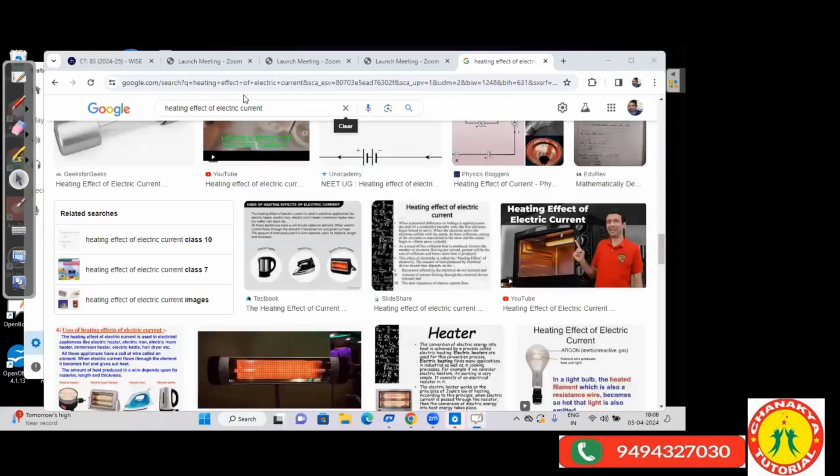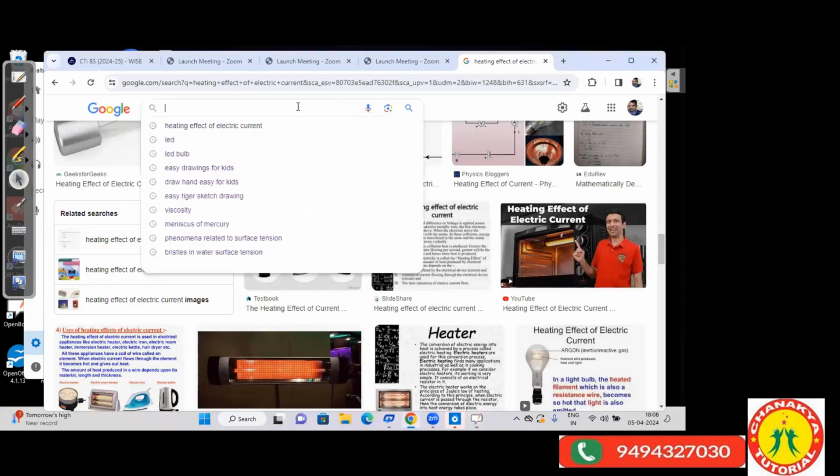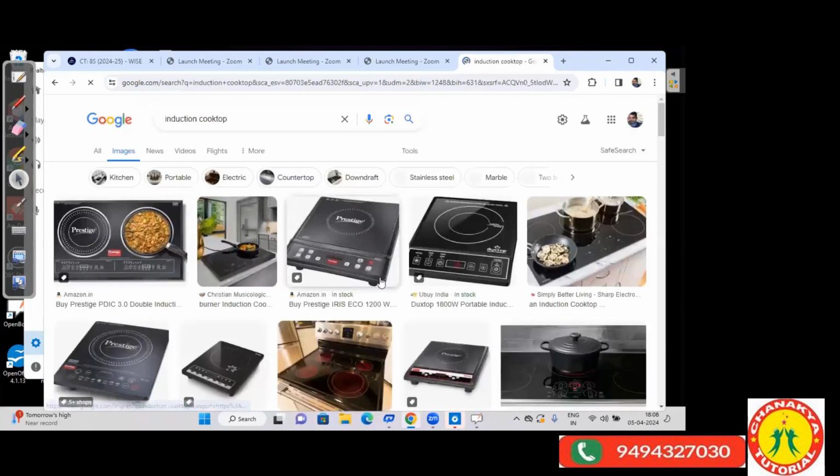So induction cooktops have the combined effect of magnetic effect and heating effect. This is the induction cooktop. All these are your induction cooktops. They are also used for cooking, but they are based on magnetic as well as heating effect. Both these effects are used in induction cooktops.